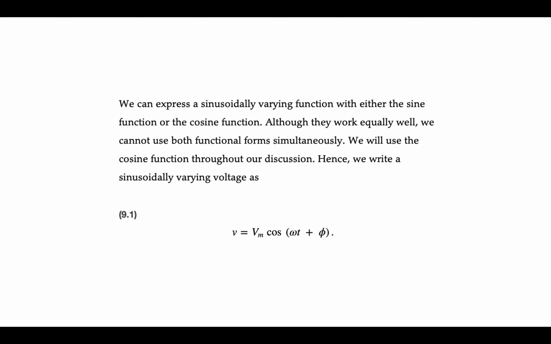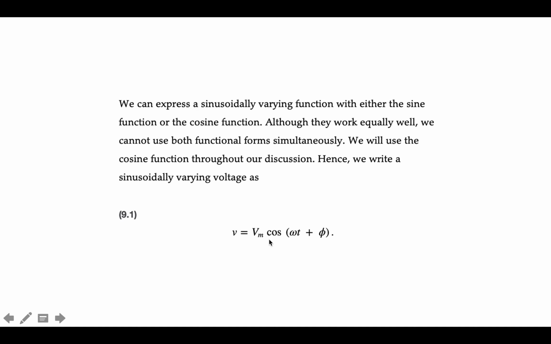So the first thing we want to talk about is that we do know that we can express a sinusoidally varying function with either a sine function or a cosine function. Either one of these would be perfectly fine and work equally well. But in electrical engineering, we base things off of the cosine function. I'll talk to you a little bit more about this later in this series of videos about why we do that. But electrical engineers tend to base things off of the cosine function.